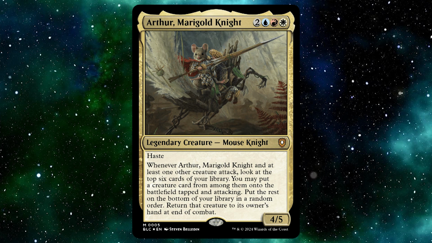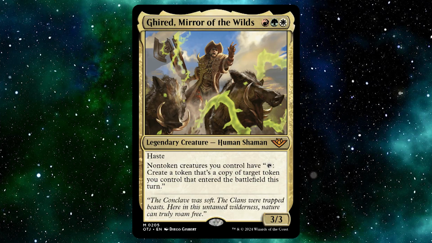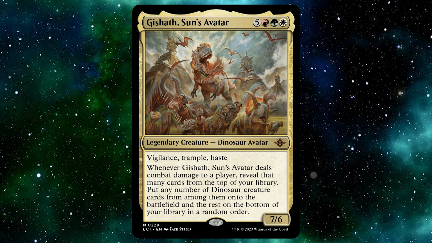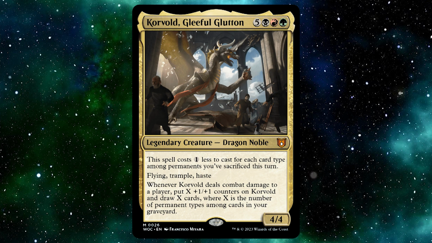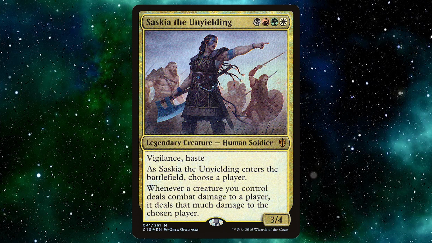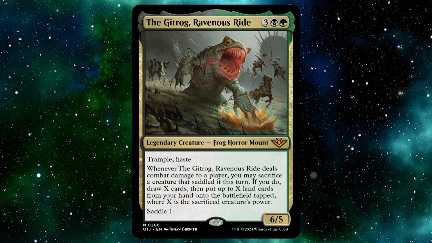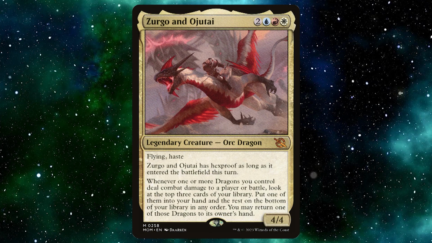But the commanders that have haste, it's not all of them, are Arthur, Marigold Knight, Chishiro, Forge Tyrant, Edgar Markov, Gaiard, Mirror of the Wilds, Jeshith, Sun's Avatar, Hellkite Overlord, Kasla, The Broken Halo, Corvold, Gleeful Glutton, Aetherius, Sun's Glory, Questing Beast, Saskia the Unyielding, Vigitrug, Ravenous Ride, Villamach's Laura Hold, Zergo and Ajude.